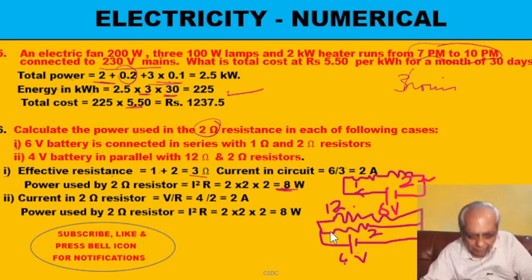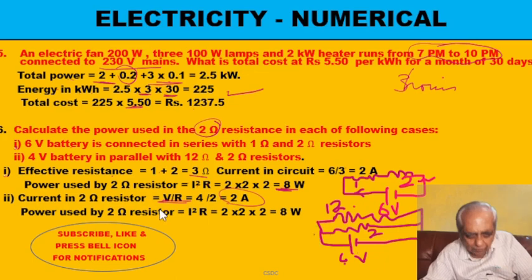So power is V into I. Now the voltage across 2 ohm is 4 volt. Voltage across 12 ohm is also 4 volt, but he is asking only about the 2 ohm. So the voltage across 2 ohm is 4 volt. Now I want to find the current. This 4 volt is the potential drop and 2 ohm is the resistance. So current I is equal to V upon R. 4 volt upon 2 will give me 2 ampere. So this is the current flowing in the 2 ohm resistance.